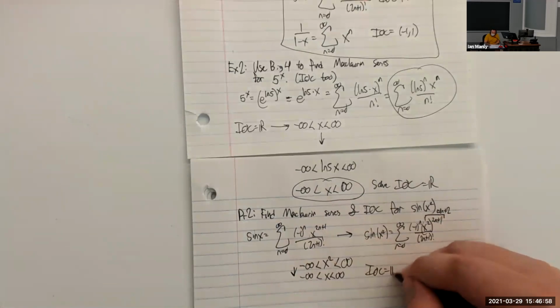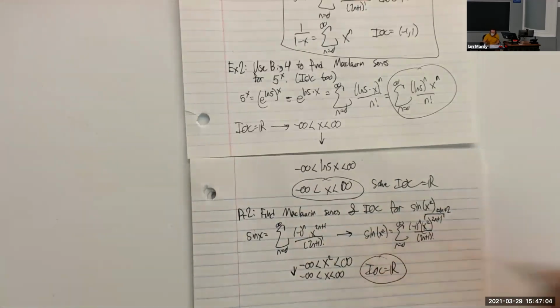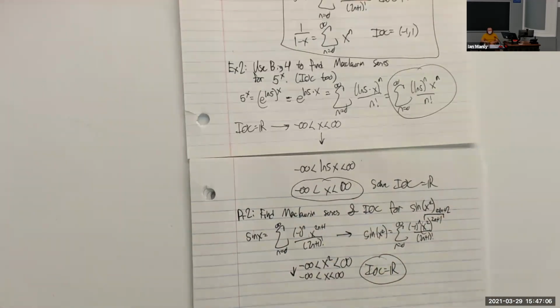So the IOC is all real numbers, because if you square any number, it's still going to be between negative infinity and infinity. So our IOC will be all real numbers for this as well. And usually if the IOC for the base series is all real numbers, the IOC for the modified series will also be all real numbers. That's not 100% of the time the case, but it is most of the time.